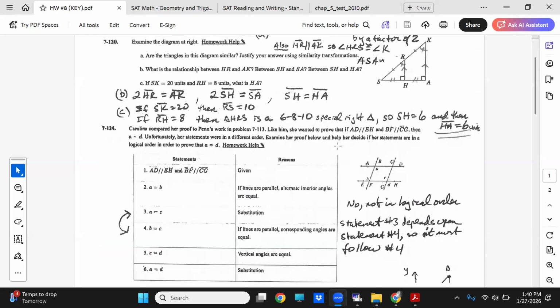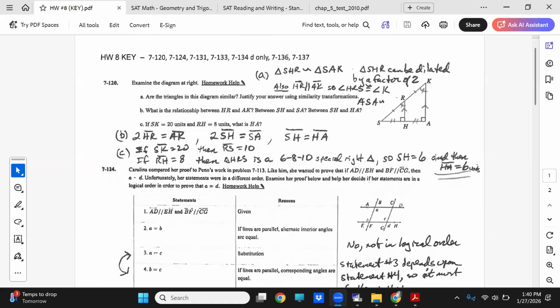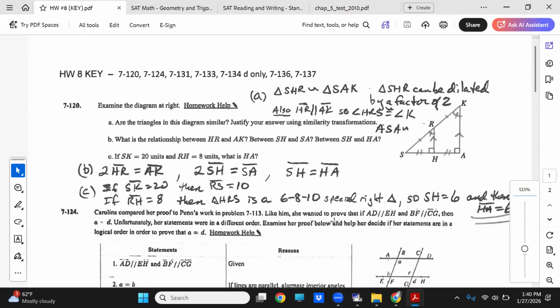All right. Let's go through the questions, guys. So there's quite a few problems here. There was a 7120 and 7124 and a bunch of other ones after that.